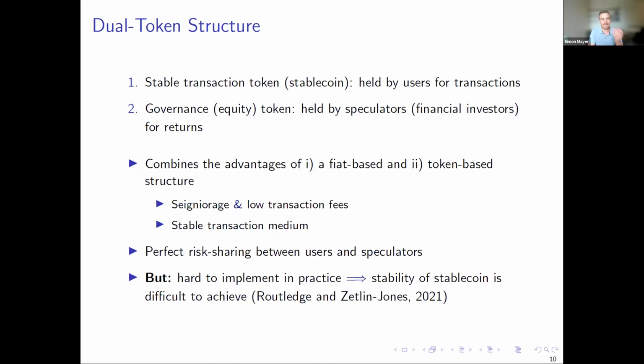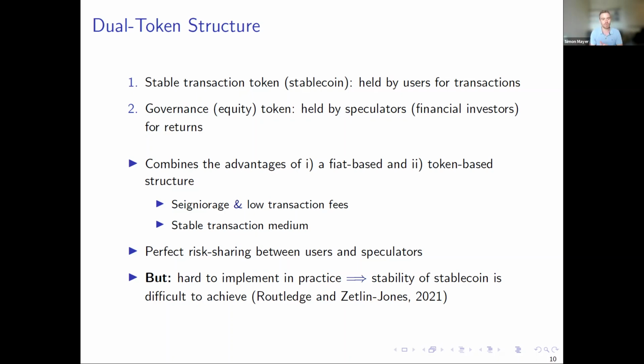Finally, I introduce a so-called dual token structure with two tokens, namely a stable transaction token, also referred to as stablecoin, which is held by users for transactions, and a governance or equity token, which is held by speculators or financial investors for returns. I demonstrate that the dual token structure combines the advantages of both a fiat-based and token-based structure. Namely, the dual token structure allows the platform to earn seigniorage from minting stablecoins and features, by definition, a stable transaction medium, the stablecoins.